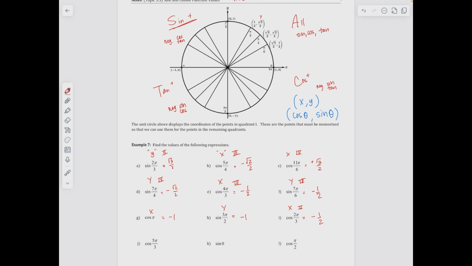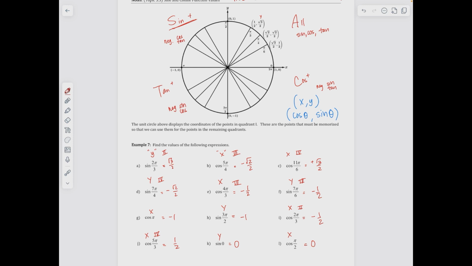Cosine of pi over 3, we just did pi over 3, so I know it's going to be 1/2. And this is the x-coordinate. 5 pi over 3 is going to be in quadrant number 4. So because it's in quadrant number 4, it's going to be positive. Sine of 0, the y-coordinate at 0 is going to be 0. And then the last one, cosine of pi over 2. It is the x-coordinate at 12 o'clock. So the x-coordinate at 12 o'clock is 0.